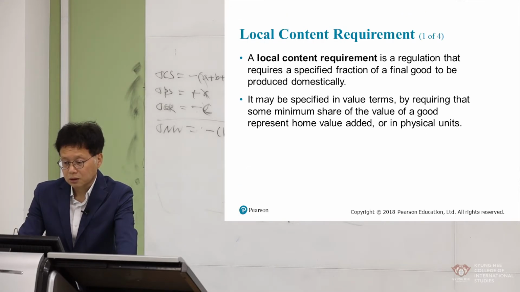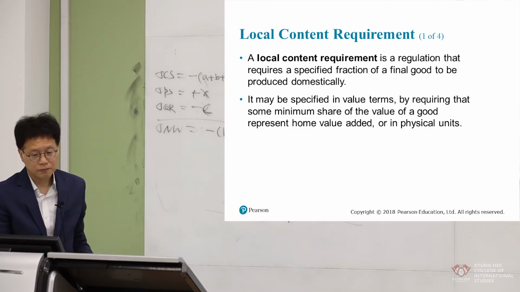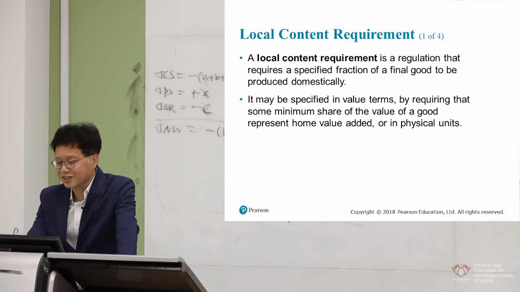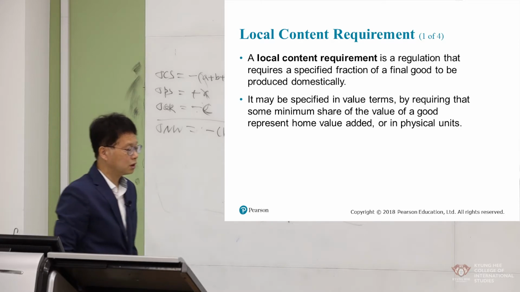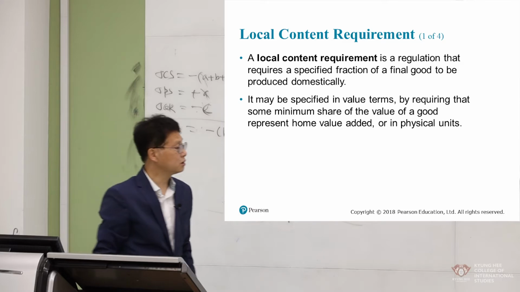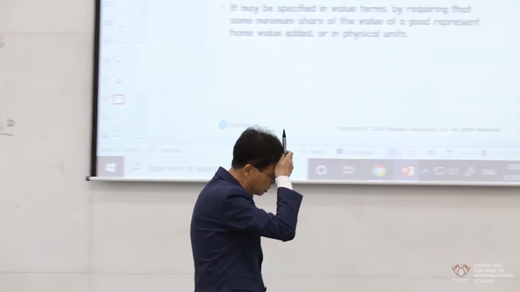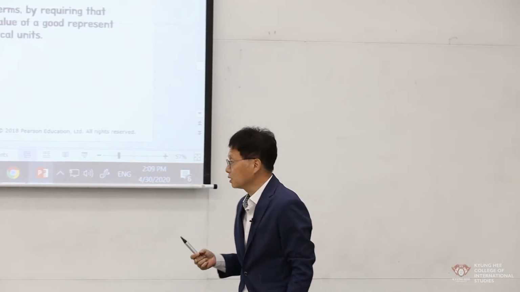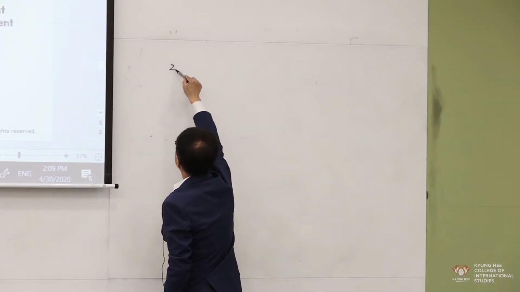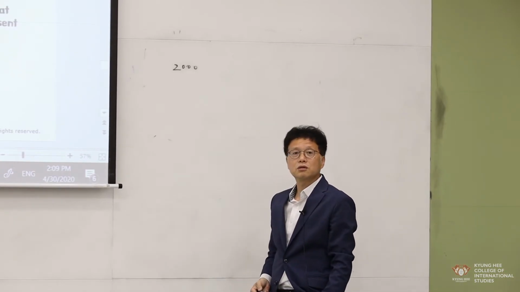Finally, we studied local content requirement. A local content requirement is a regulation that requires a specified fraction of a final good to be produced domestically. It may be specified in value terms by requiring that some minimum share of the value of a good represent home value added, or in physical units. So you can understand after reading this one, but there is a famous example in the Korean case. I remember from the year 2000, before the year 2000, right?